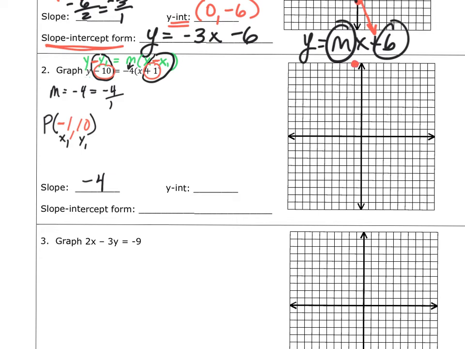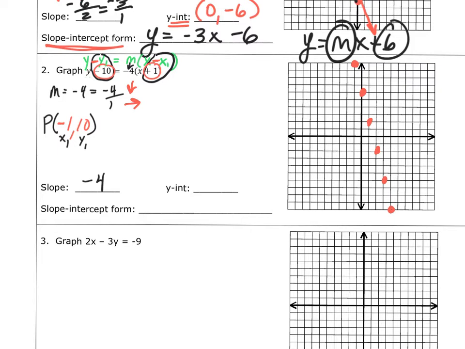That's my point. And my slope is -4, which means I'm going to go down 4, right 1. So to find my next point, I'm going to go down 4, 1, 2, 3, 4, right 1. Down 4, 1, 2, 3, 4, right 1. Now you only need to do about 2 or 3 points. I'm going to do more than that because I don't have a straight edge.